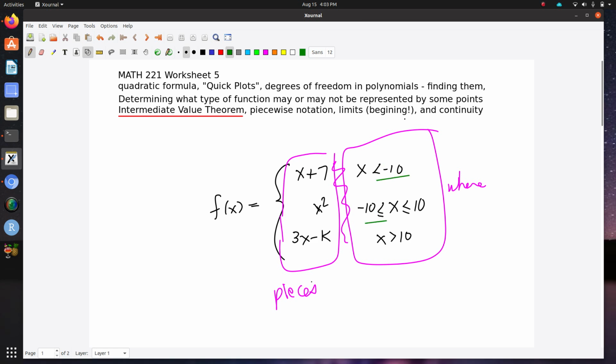So if I choose to use an equal sign here, that's fine, but then I have to get rid of it over here. If I want to use an equal sign here, then I've got to get rid of it over here. So just make sure you only define the function once at each value.